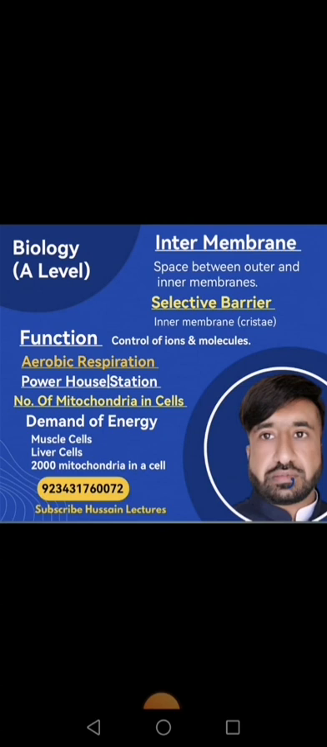Its major function is that it acts like a selective barrier. So the inner membrane performs as a selective barrier. Through porins, different materials can pass through, but the inner membrane doesn't allow all the materials to pass through and enter inside the matrix. So the function is to control ions and molecules. So we can say that the inner membrane is here to control the movement of ions and other molecules.